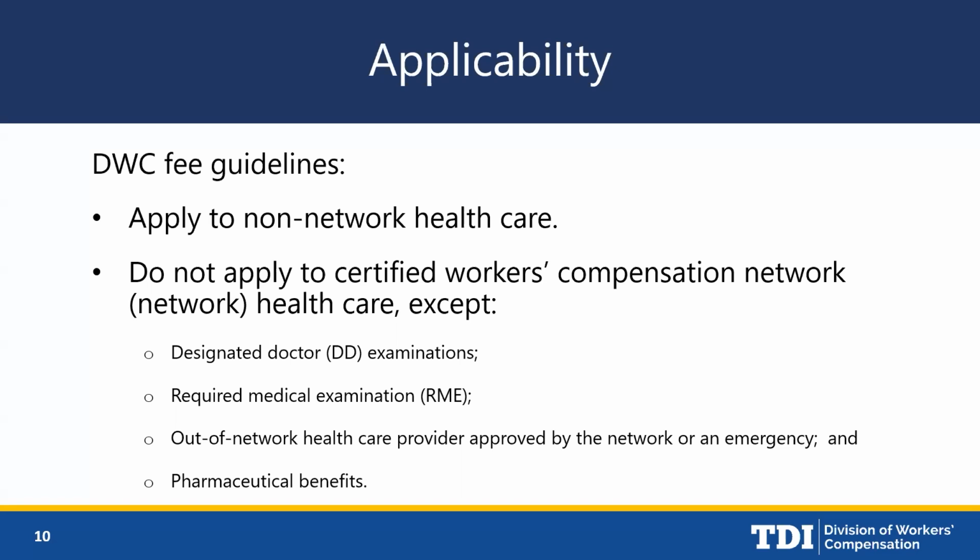Now, if it's a network claim and they have to receive services outside of the network, maybe they need a super specialist and the network approves that, then our DWC fee guidelines would apply. Or your patient, like, I work for the state, we have a network. If I got hurt and I went to an emergency room that wasn't part of the network, that's an exception and our fee guidelines would apply. So special approval and emergencies, and then pharmaceutical benefits are excluded from network contracts. So basically our fee guidelines apply to non-network healthcare.